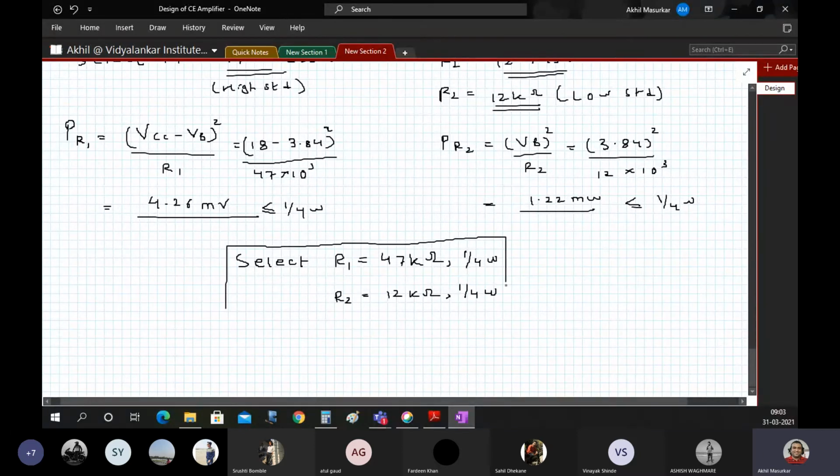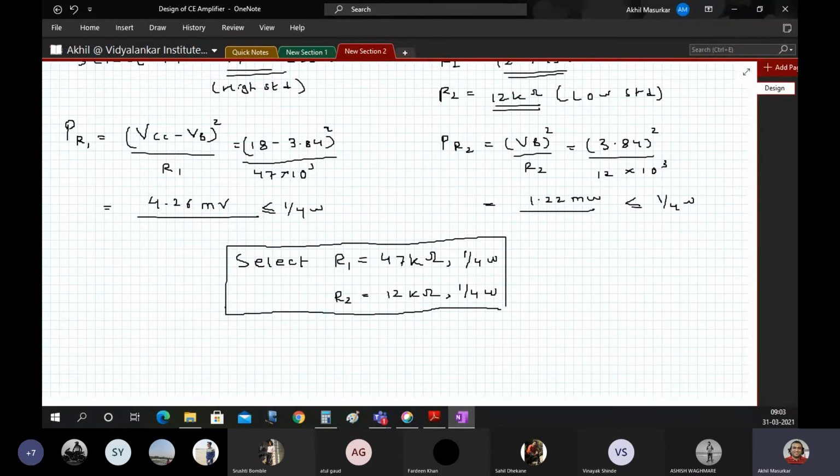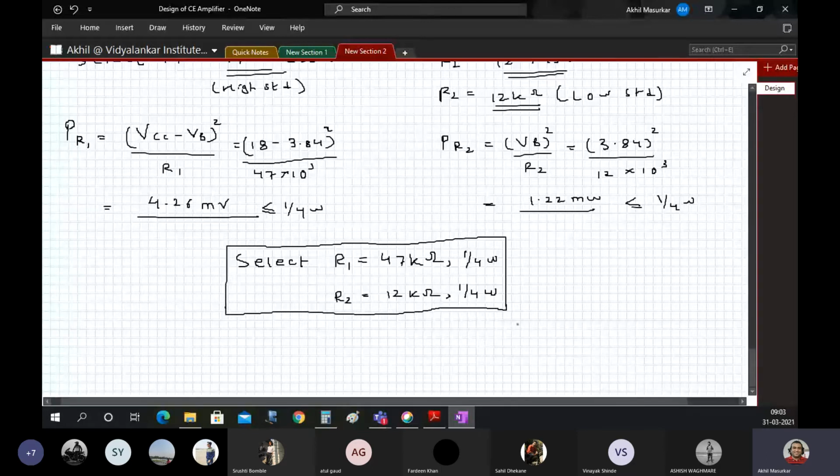So now all our resistances are chosen. The transistor that I am going to use is chosen. Now what remains is the calculation of CI, C0 and CE. I will give you 5 minutes to look back and analyze what we have done. If there are any doubts, just unmute and ask.